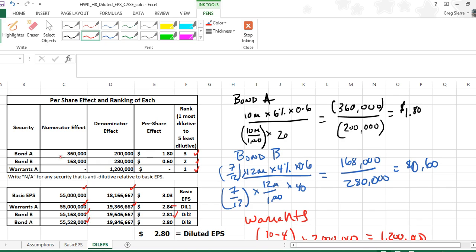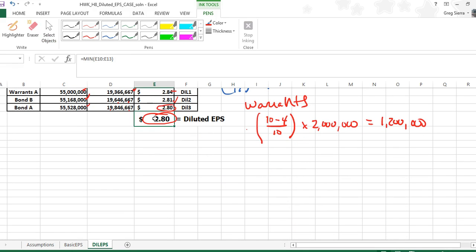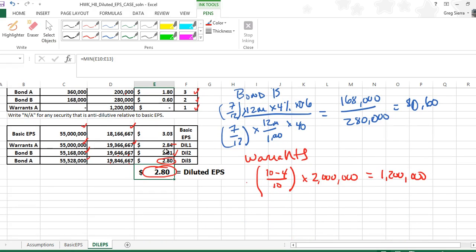The 1.80 is still above that, so keep going. Bond A is 360 added to the 55,168 is 55,528, and from the one above, 19,646,667, you're going to add the bond A 200,000. So now you have 19,846,667 and a ratio of 280. And all this formula does here is pick the minimum of those. So let me switch back to the select. And you see it just picks the minimum. So of these three calculations.